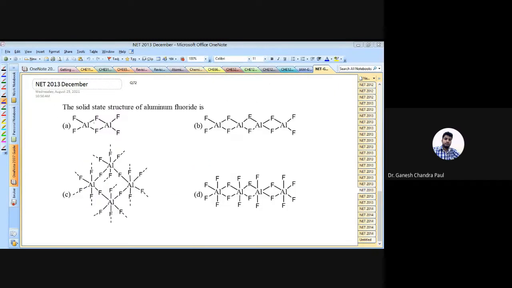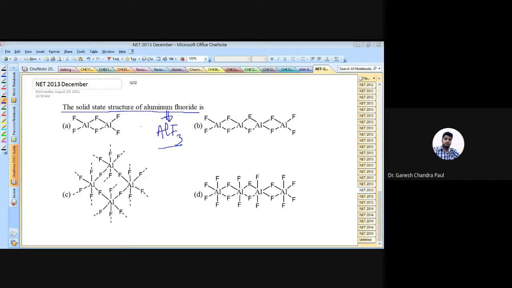Next, the question is quite relevant. You can see here they are asking about the solid state structure of aluminum fluoride. As you know, in general, the molecular formula is AlF3. So they are asking what is the solid state structure of aluminum fluoride.